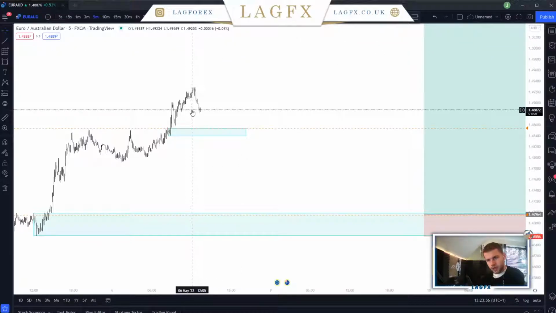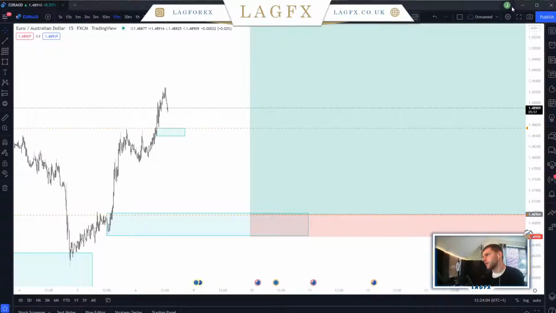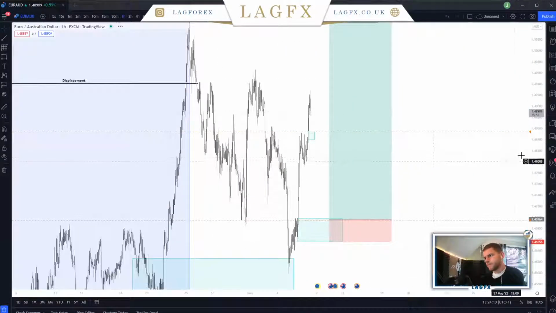So only look for buys in this market as a displacement occurred to the upside. I hope that hasn't messed with it. Let me zoom out one. That's definitely way too much. There we go. Sorry, give me a second, Ryan.